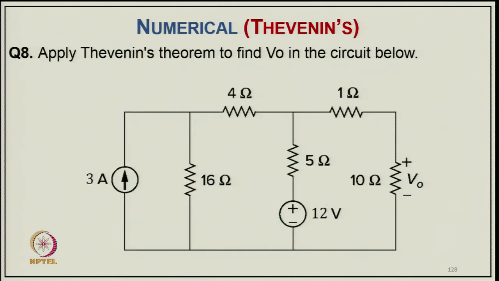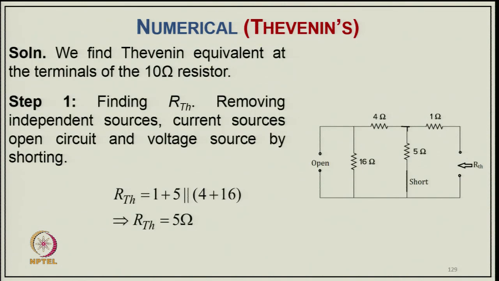Now, coming to example 8, applying the Thevenin theorem to find VO in the circuit here. You have a current source and a voltage source, and we want to apply the Thevenin theorem to find VO across this 10 ohm resistance. So, we have to open circuit this. We find the Thevenin equivalent of the 10 ohm resistor.